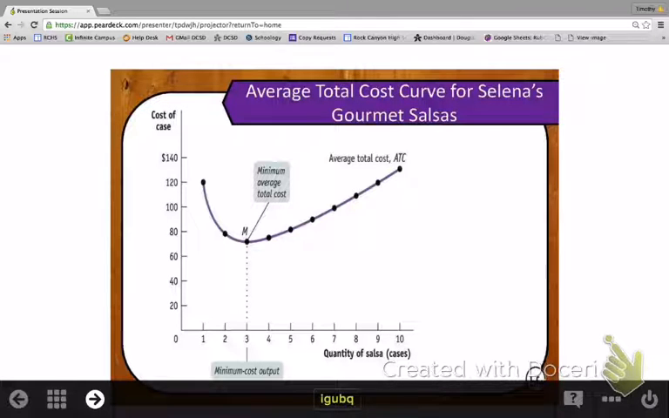So when you add a marginal grade that is less than the average, it pulls the average down. When you add a marginal grade that is greater than the average, it pulls the average up. And that's what's happening with the average total cost curve with respect to marginal cost.